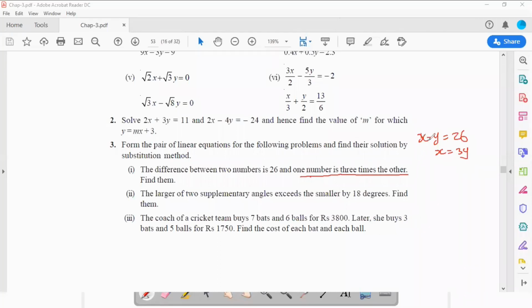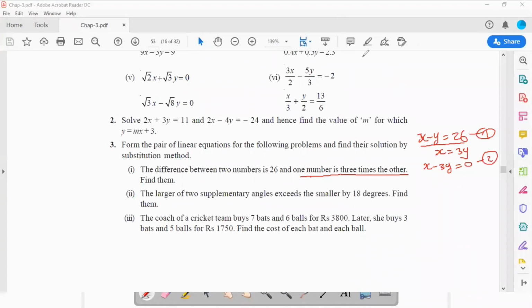So here x and y are two numbers, and x minus y is equal to 26. That means x is larger and y is smaller. And the second condition is one number is 3 times the other. So the larger number must be 3 times the other, 3 times the y. y is the smaller. Okay. And now we rearrange the second equation. We move 3y to the left side. So x minus 3y is equal to 0. So equation number 1 and equation number 2. Now you can solve. Okay.